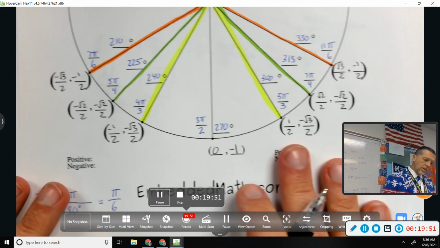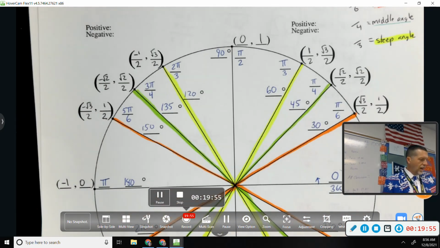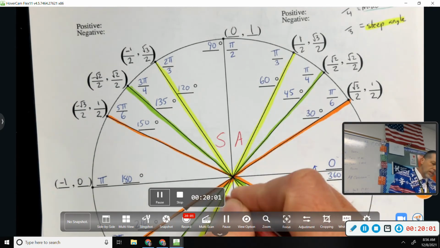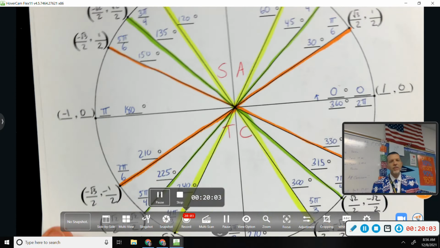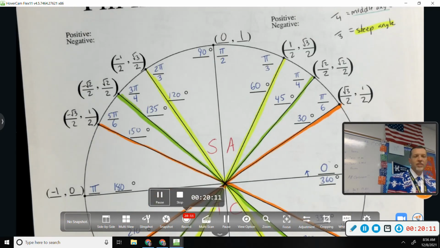Let's see. Positives and negatives. That sort of relates to the "All Students Take Calculus" thing. So you can add that to the unit circle if it's not too gummed up already with information. That tells you who's positive and who's negative. Well, I guess I should say it tells you who's positive.